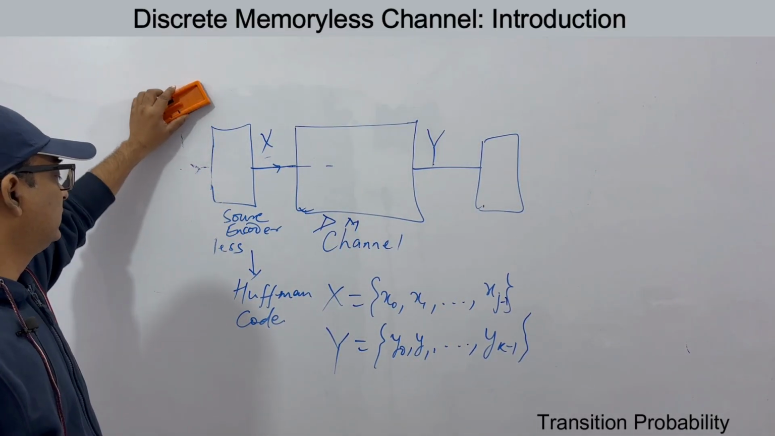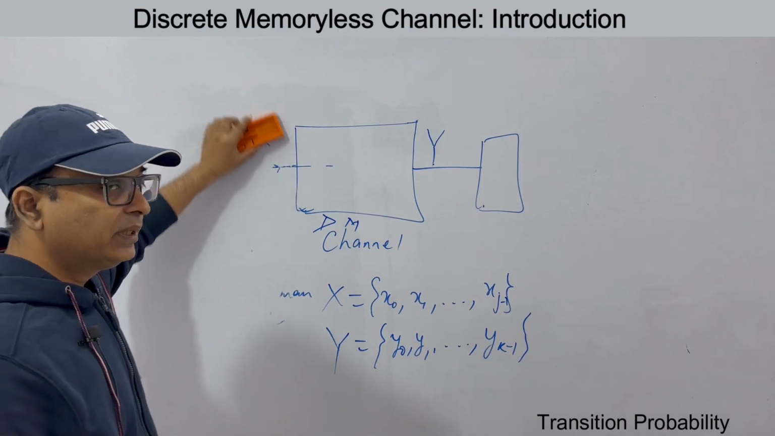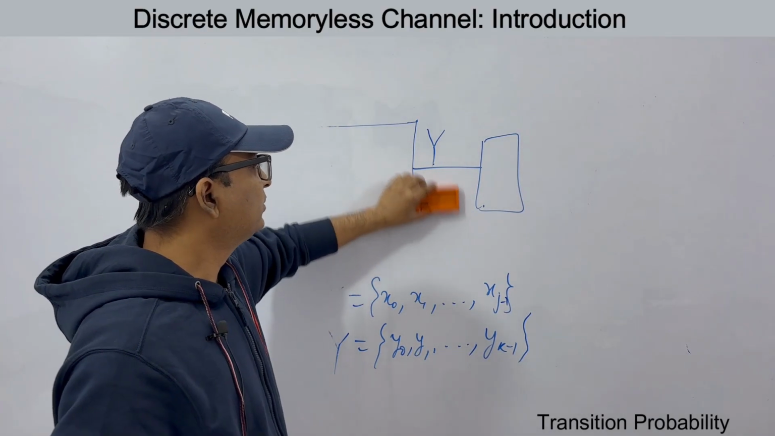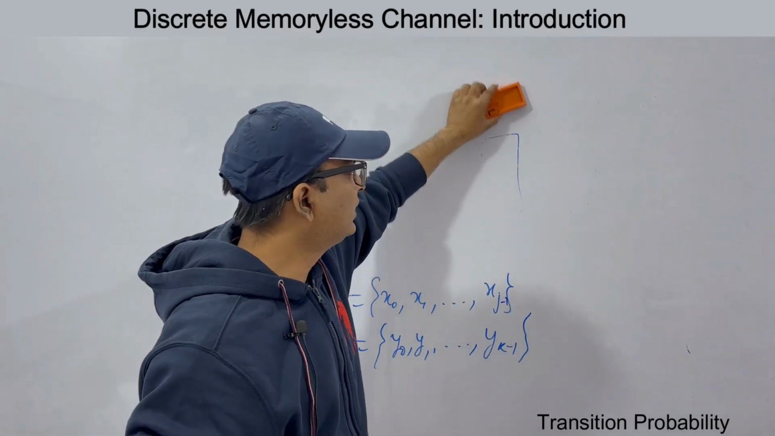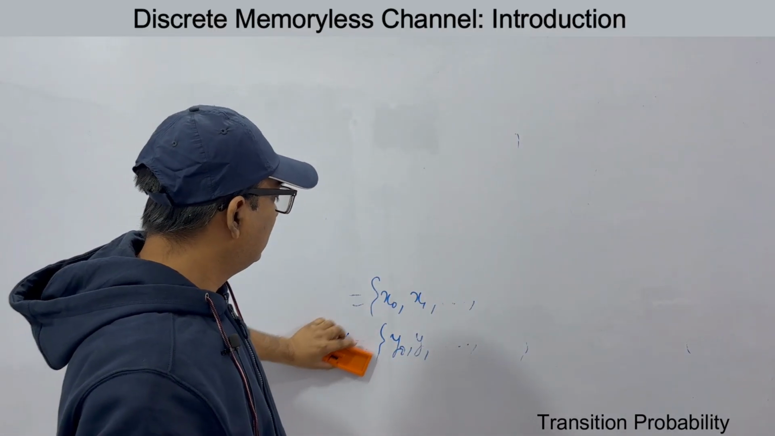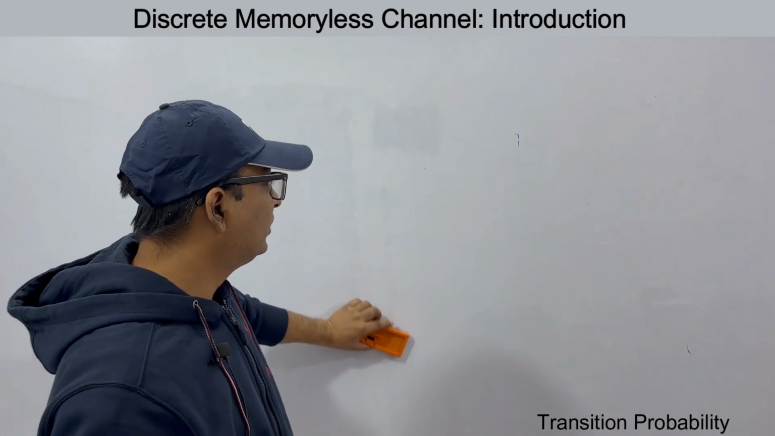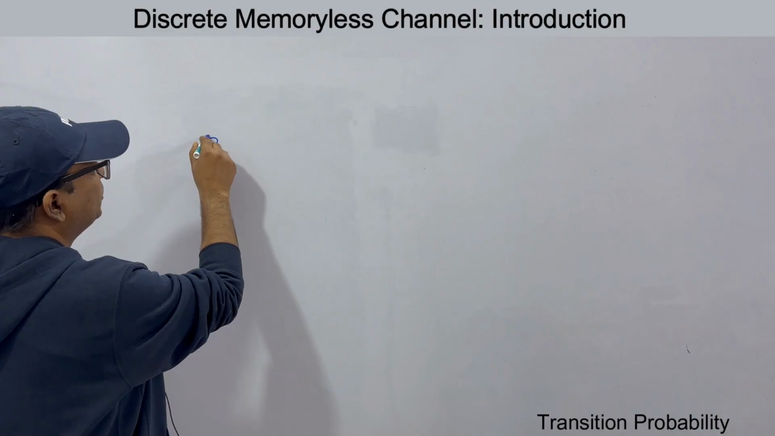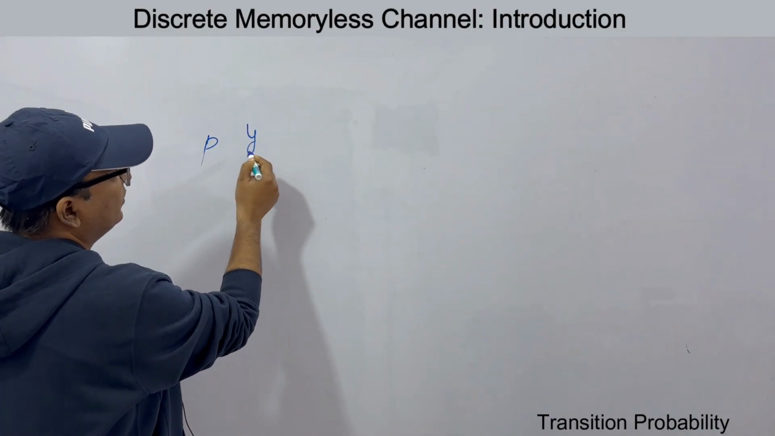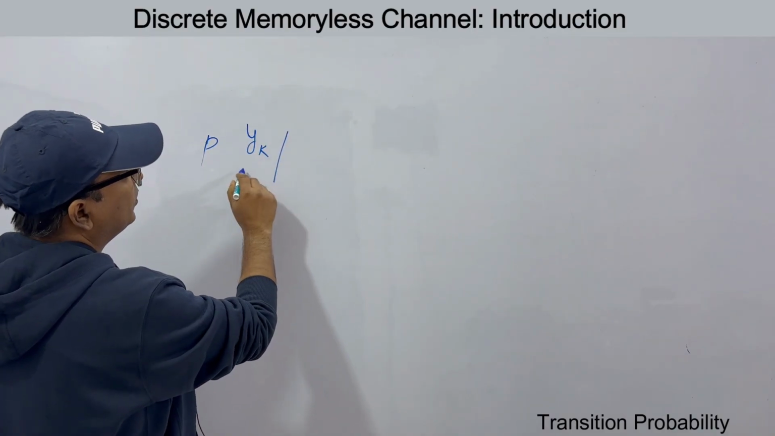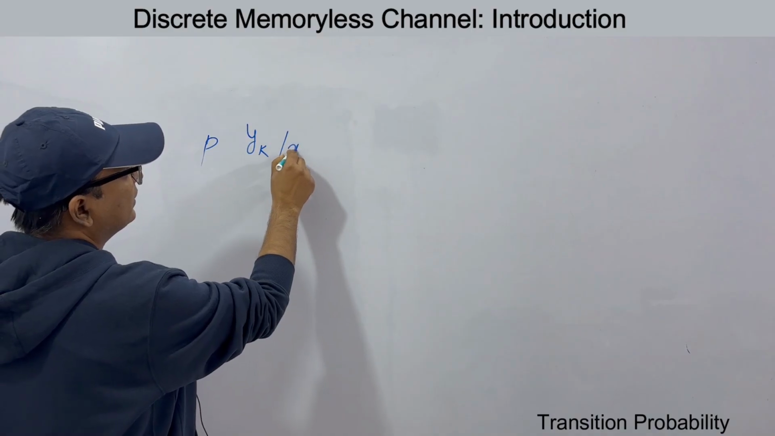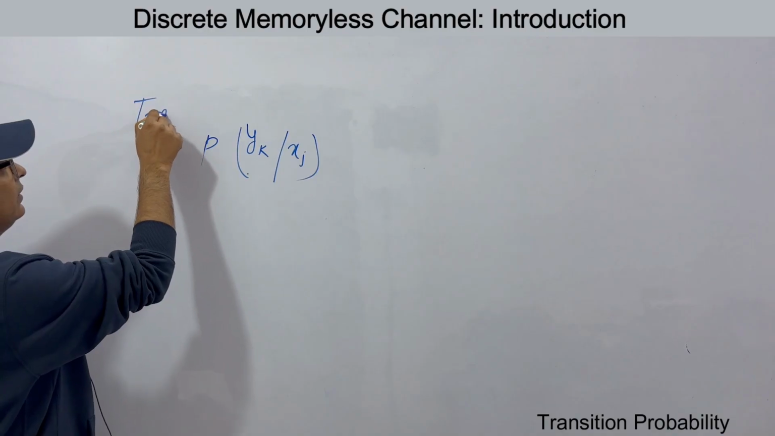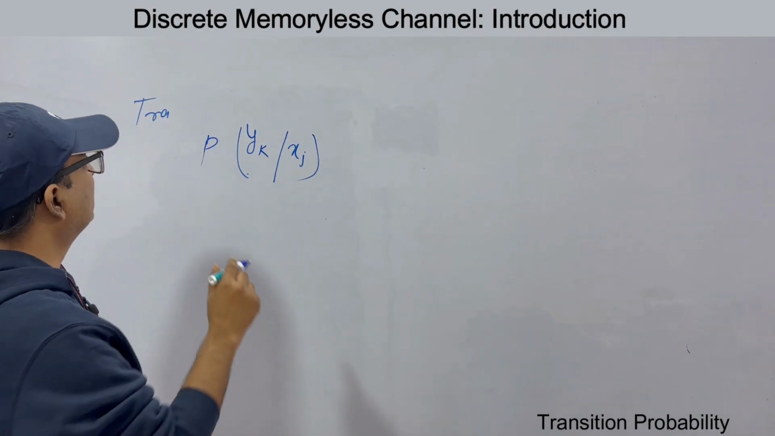The first term that we'll be understanding is called transition probabilities. By the name itself, it's clear. Transition probability means what we get related to what we send. So it's written like this: P(Y_k | X_j), the probability of Y_k associated with X_j. This is transition probability. This is the characteristic of the channel.